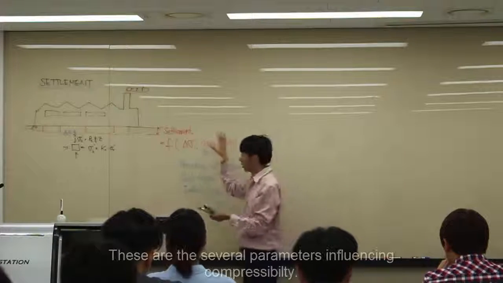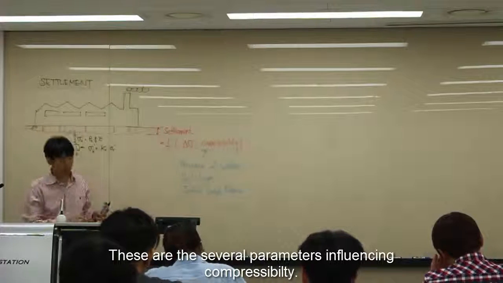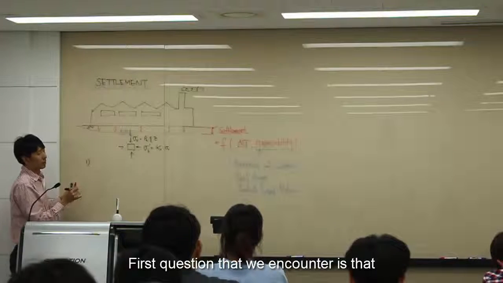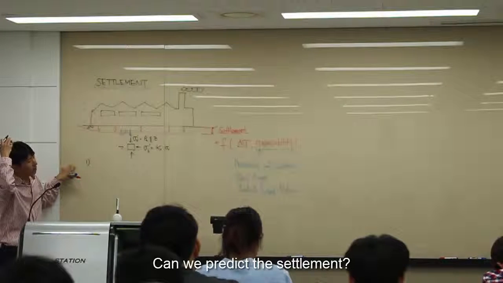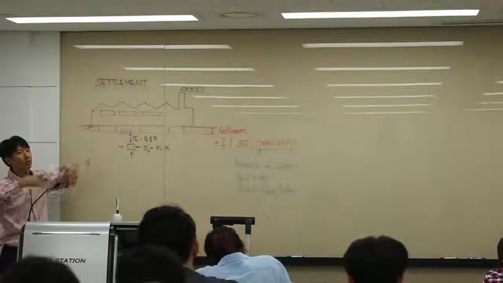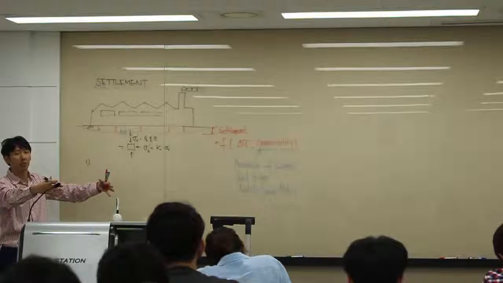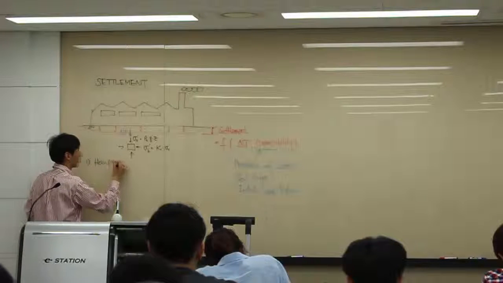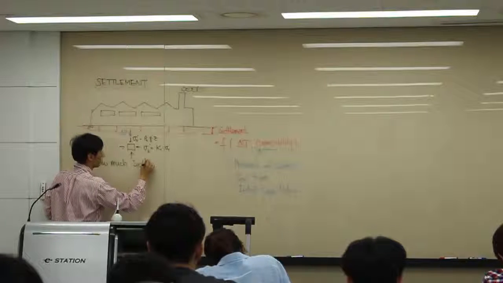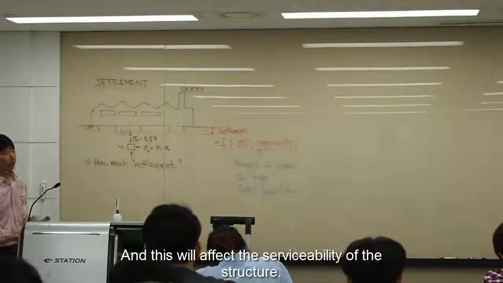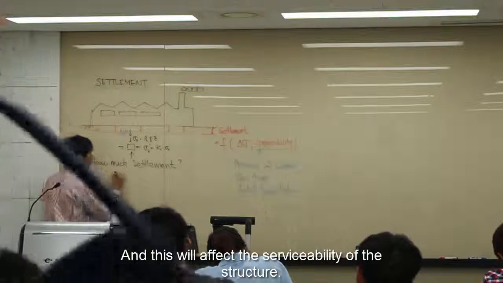Right? So there are several parameters influencing the compressibility. So the first question that we have to ask is, can we predict the settlement? How much settlement will occur when you put this amount of weight on the soil ground? That will be one question. How much? And this will affect the serviceability.